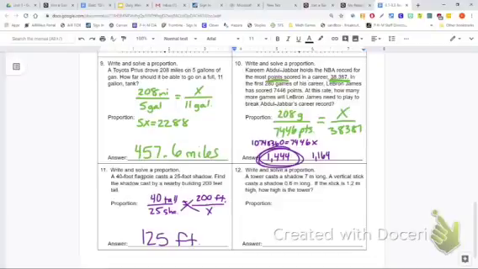And on number 12 with this one, make sure you're matching the information up. We've got a 7-meter shadow that we don't know how high it is being compared to a stick that has a 0.6 meter shadow that's 1.2 meters high. When we crisscross this, we get 0.6x equals 8.4. And you find out that x is 14 meters high.